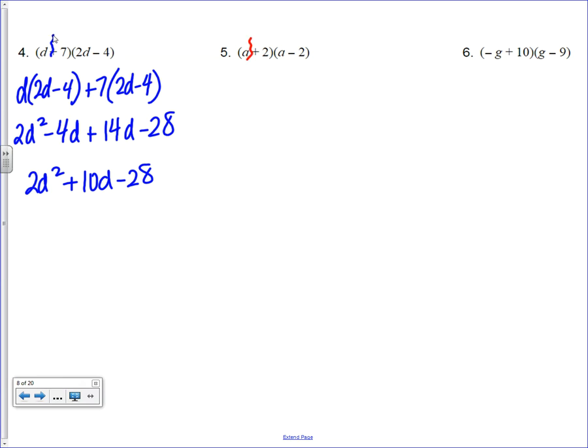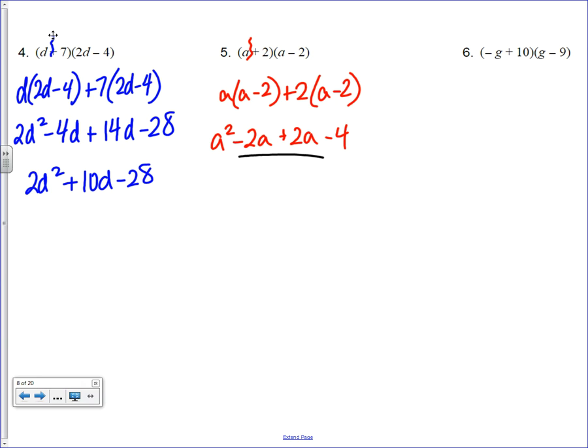Cut the first one in half. I have a times a minus 2 and a positive 2 times a minus 2. Distribute, you get a squared minus 2a. Distribute, you get plus 2a minus 4. Middle two terms, oh boy, those cancel. So I am just left with a squared minus 4. Okay, those middle two terms are opposites of each other. Okay, they cancel out. We're just left with a binomial.